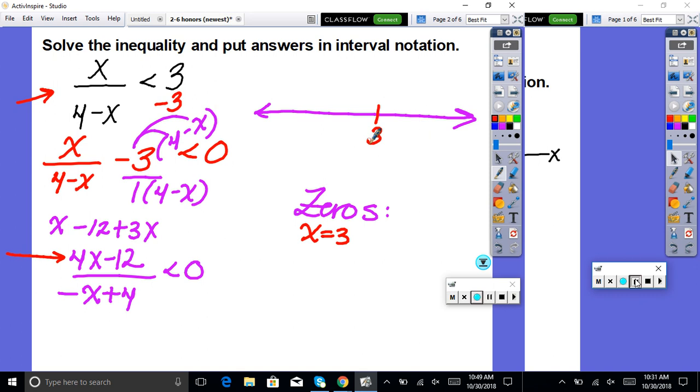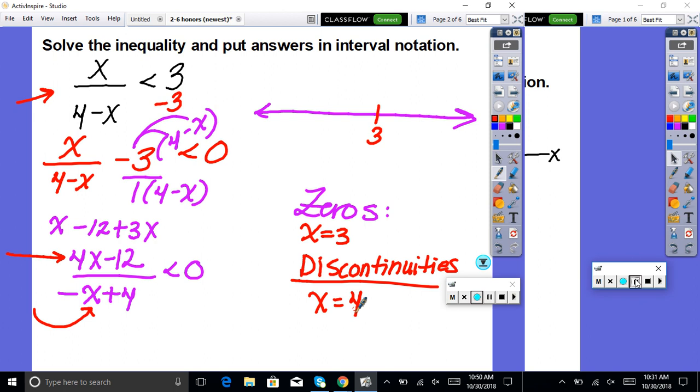Now in rationals, because it's a fraction, there's another critical value. We cannot have a denominator of what value here? 0. So we can't plug in a 4, right everyone? So also for rationals, a critical value is the discontinuities. For rationals, we just have to add in an extra thing, the discontinuity. So x equals 4 would have been our discontinuity. So we have to test 3 and we have to test 4. Those are our critical values.